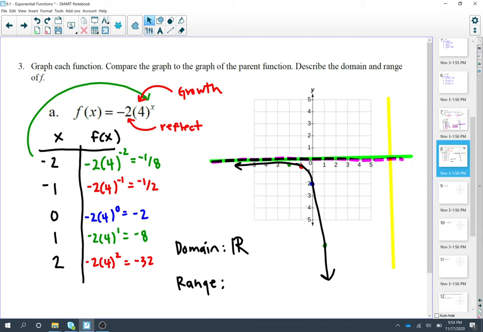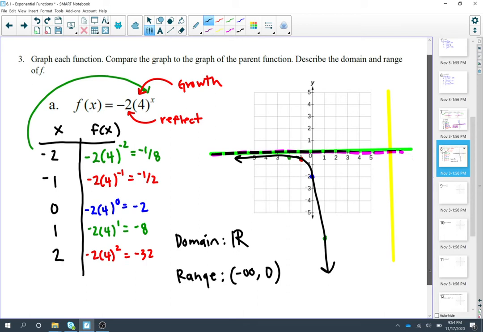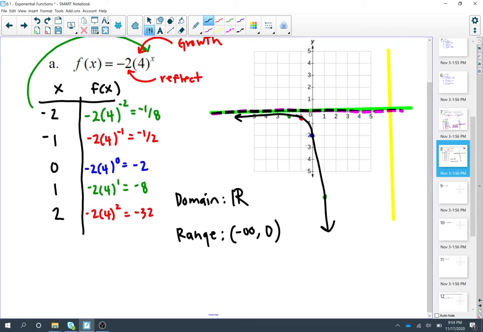So our range starts at -infinity, and I'm going to use a parenthesis because you can't actually touch infinity, and comes up to 0, but never touches 0, so parenthesis. Now, that's if we want to write it in interval notation, or we could just say y is less than 0. That would also be acceptable, but make sure you do not put the equal to sign because it never actually touches 0.